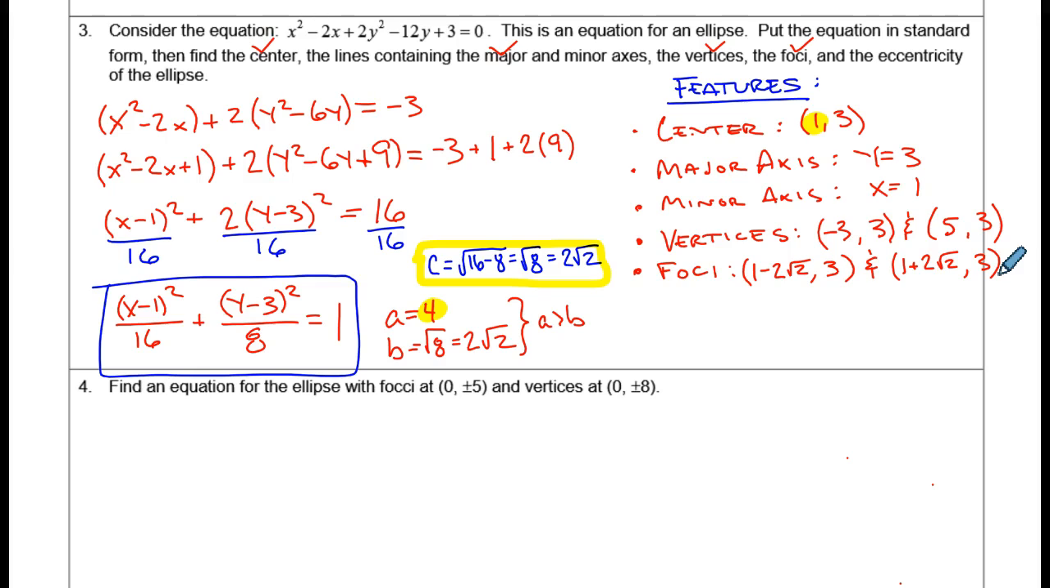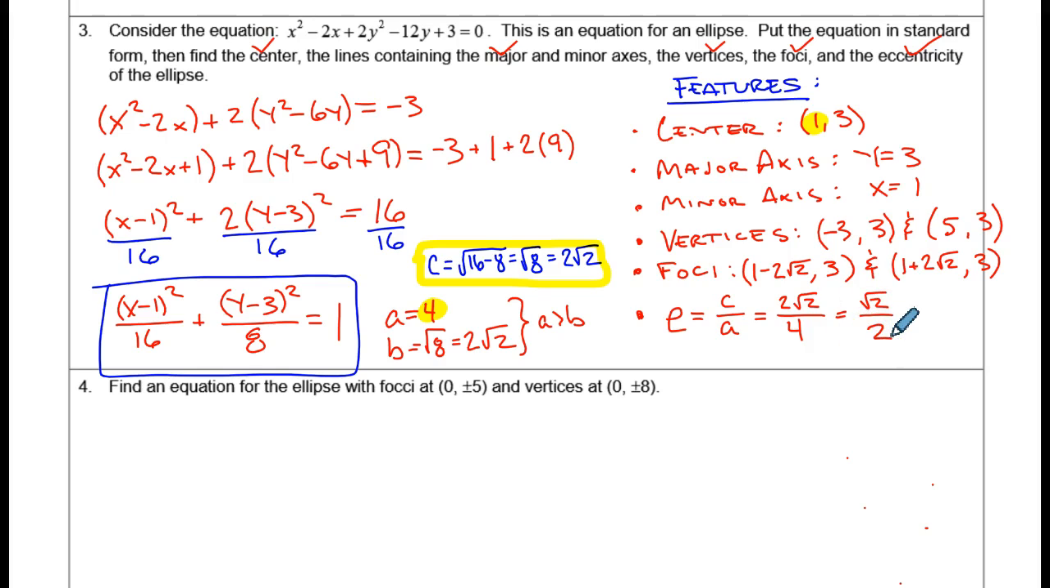Okay, so what do we have next here? We have the eccentricity of the ellipse. And for eccentricity, it's distance from center to foci divided by distance from center to vertex. In this case, that's going to be the value of a, because the major axis is horizontal. And let's see, c is 2 root 2, and my a value is 4, so that simplifies to root 2 over 2.